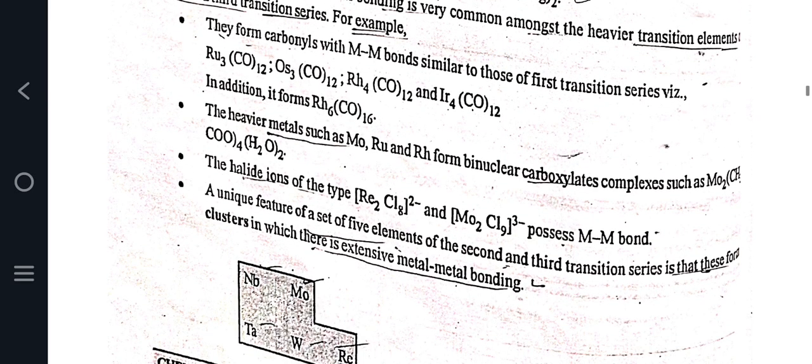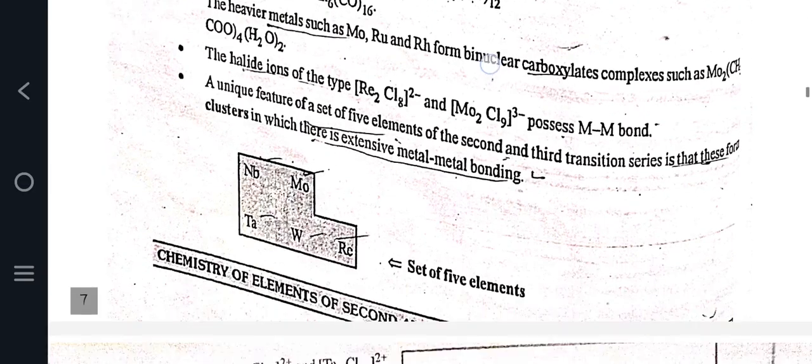The heavier metals such as Mo, Ru, and Rh form binuclear carboxylate complexes such as Mo2(CH3COO)4(H2O)2. The halide ions of type Re2Cl8 2- and Mo2Cl9 3- possess metal-metal bonds. A unique feature of the set of 5d elements of the second and third transition series is that these form clusters in which there is extensive metal-metal bonding.